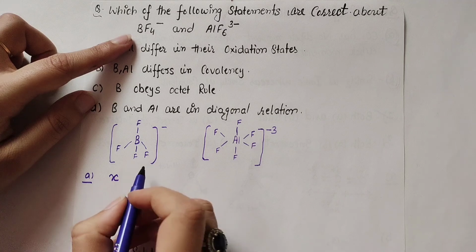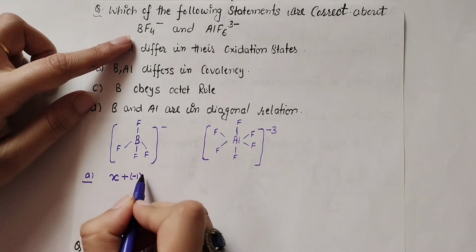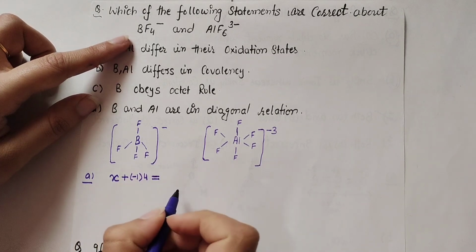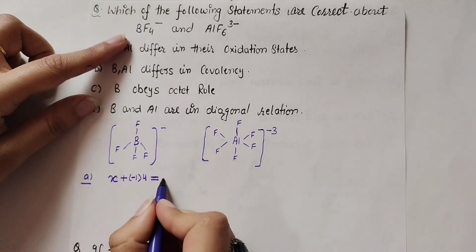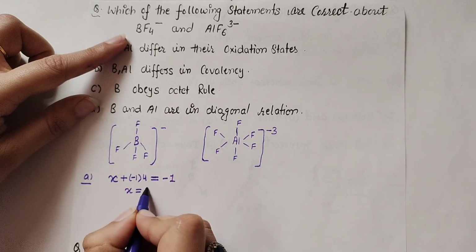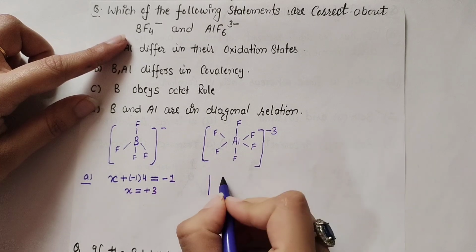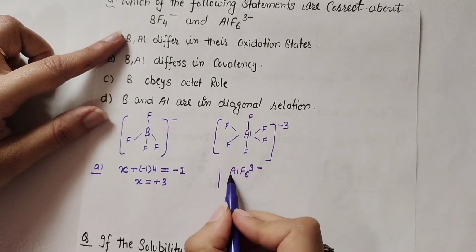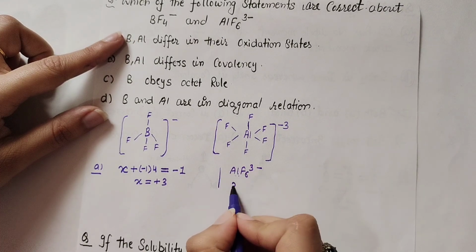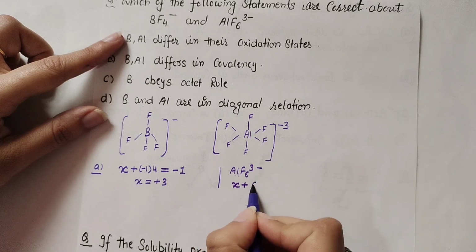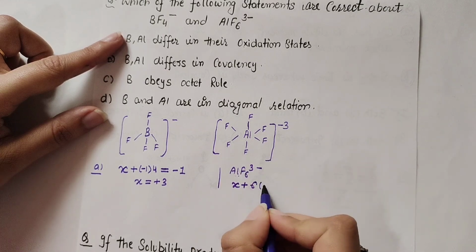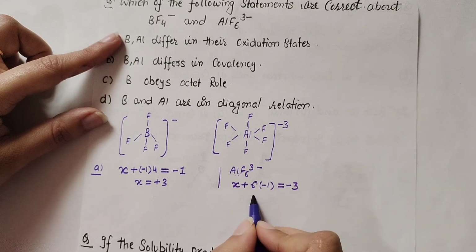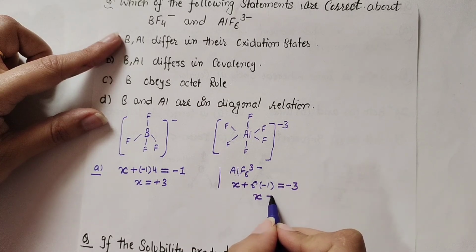For the fluorine, the oxidation state we know is -1, and there are 4 fluorine, so 4 is multiplied here, and it will equal the net charge on the molecule, which is -1. So the X value comes out to be +3. And on the other hand, for AlF6 negative, we have to find the oxidation state of aluminium. So let us suppose the oxidation state is X over here, plus there are 6 fluorine atoms, and each fluorine atom will have the oxidation number -1, and it will equal the net charge, which is -3. So we calculate it, and X comes out to be +3.